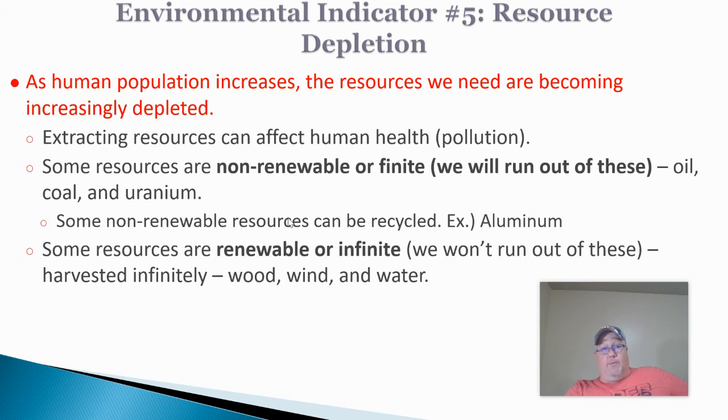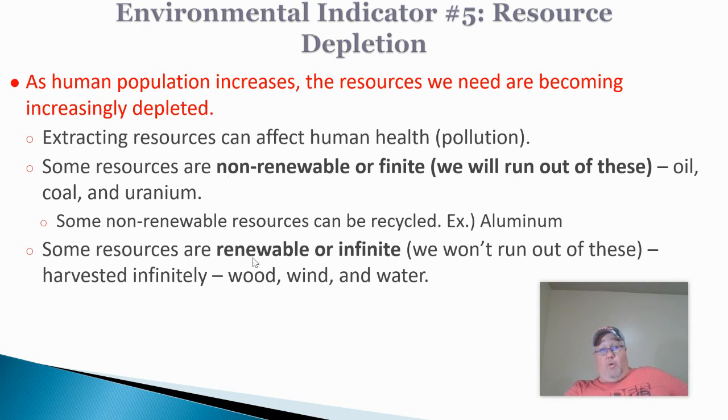There are some non-renewable resources that we can recycle. Aluminum, for example. All the aluminum that's on the planet right now, that's all the aluminum we have. So if we make cans out of aluminum and we can recycle that, then we can keep reusing it. That would be a good thing. You can't recycle uranium or coal. It's not really something we have the resources to do.